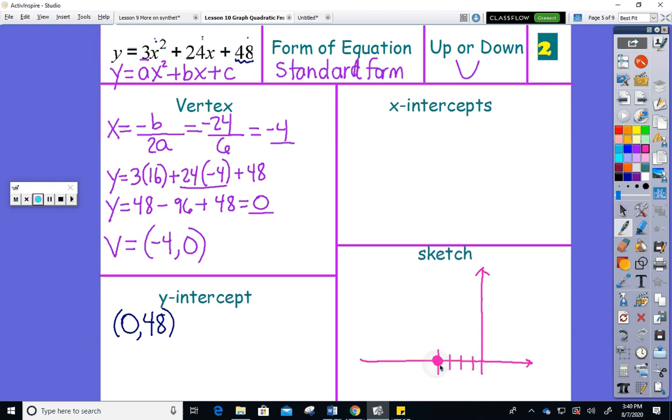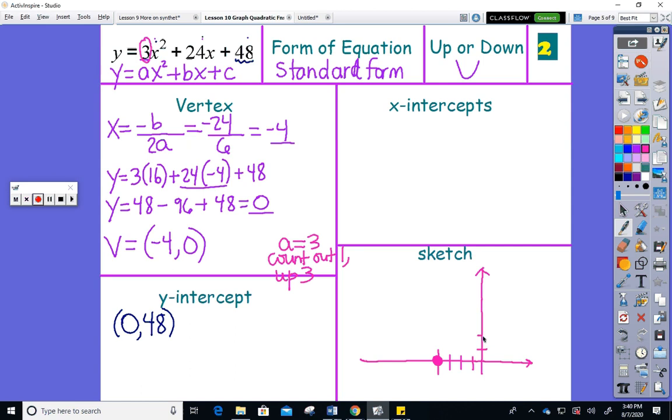So if the vertex is (-4, 0) and it opens up from there, then this parabola is going to sit on the x-axis. Now, I want you to notice that the a value is 3. So if the a value is 3, that means count from the vertex out 1, up 3. If the a value is 1, you count out 1, up 1. If the a value is 7, you count out 1, up 7.